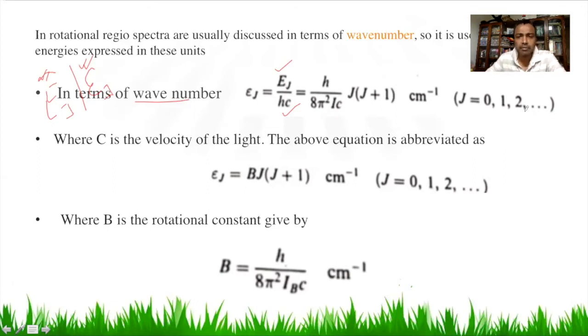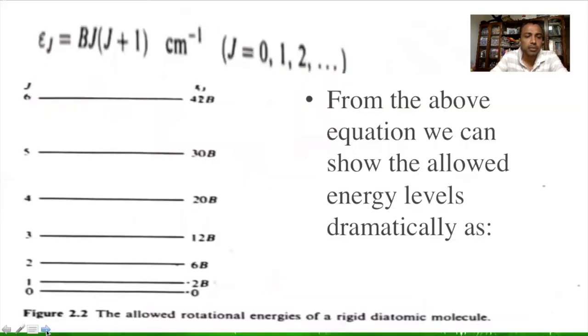If we replace this whole particular term by B, then it will be B J into J plus 1. I just replaced it by B, and B is commonly called the rotational constant. The value of B will be h divided by 8 pi square I c, where c is the velocity of light. It can be I_B, I_C, or I_A also.